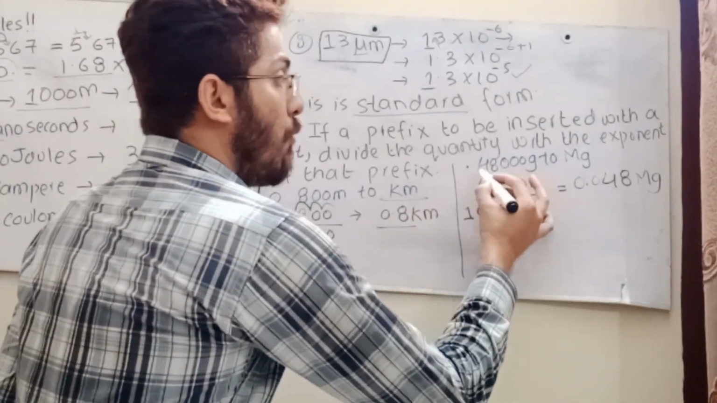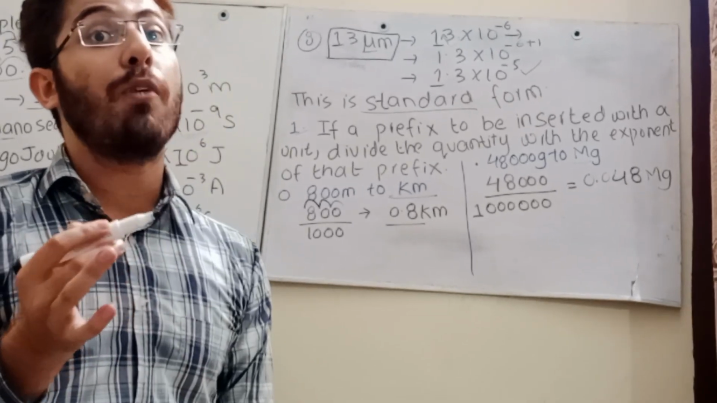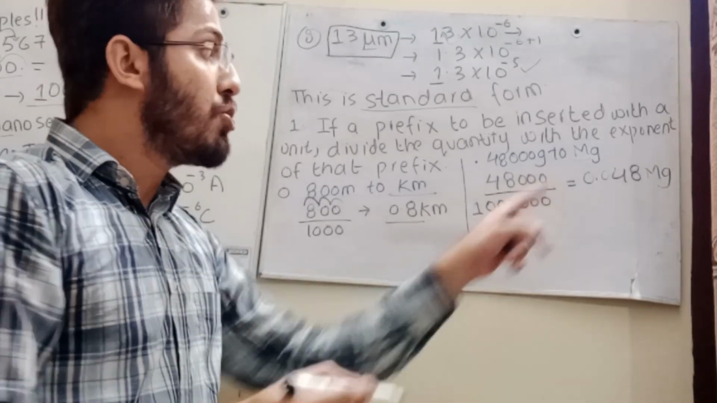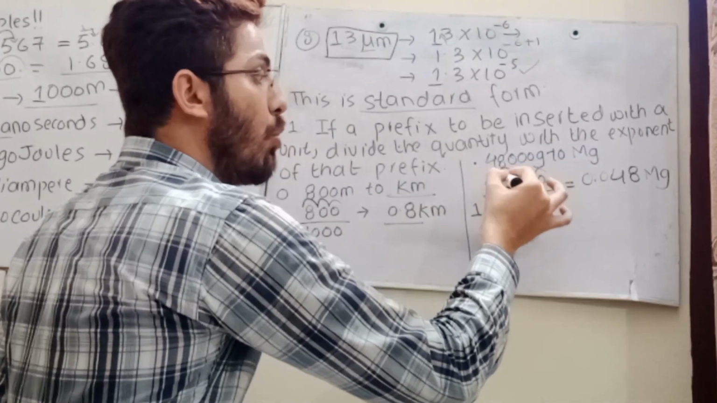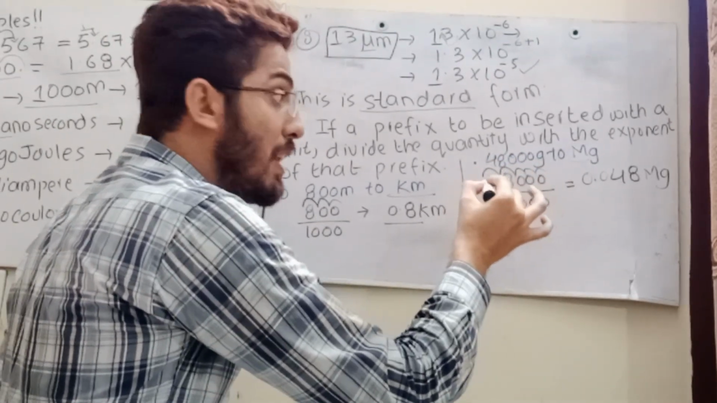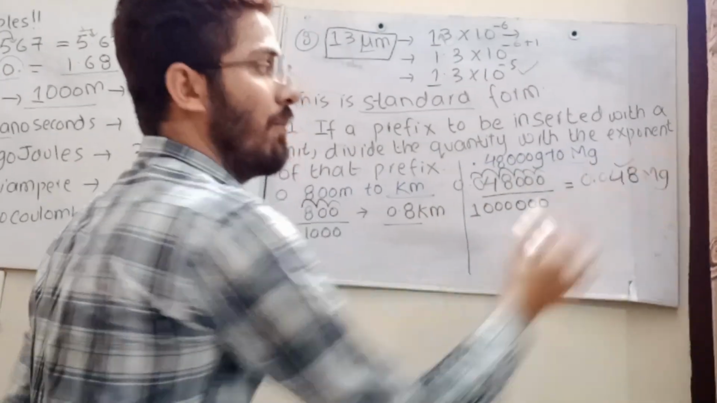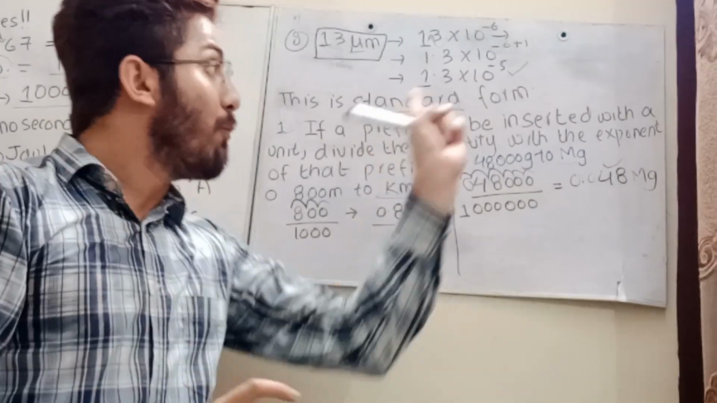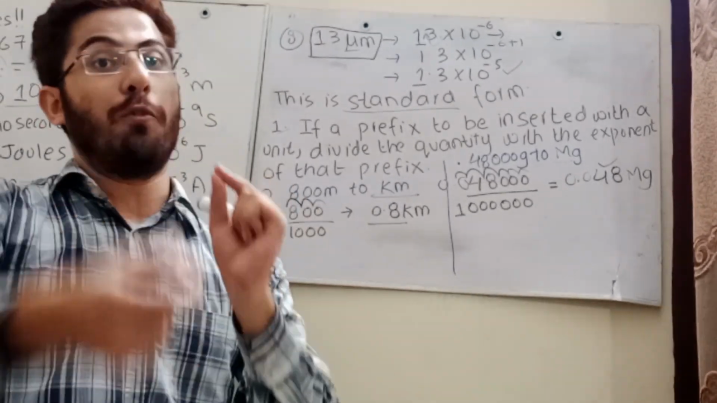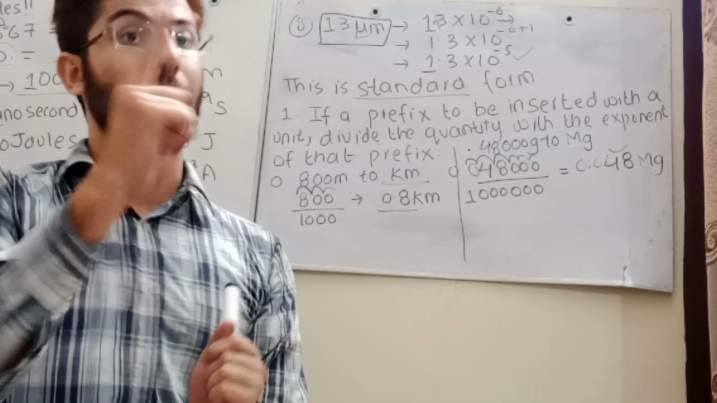Second example, 48,000 gram to mega. Mega means 10 to the power 6, means you shift 6 times: 1, 2, 3, 4, 5. Then you don't have any digit, put 0 over here. 6 and you will get the answer. I hope you are getting the answer. If the prefix is given to you, you are going to divide with the prefix and you will get the answer. This is rule number 1.